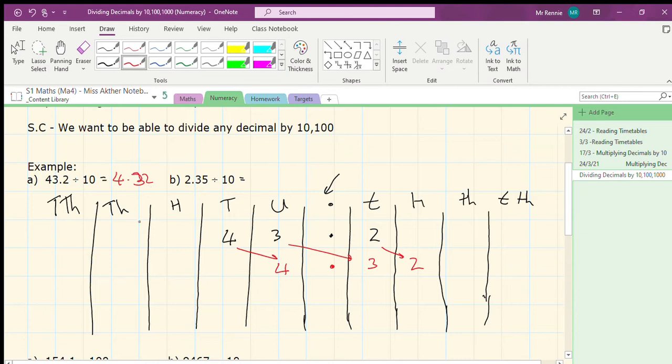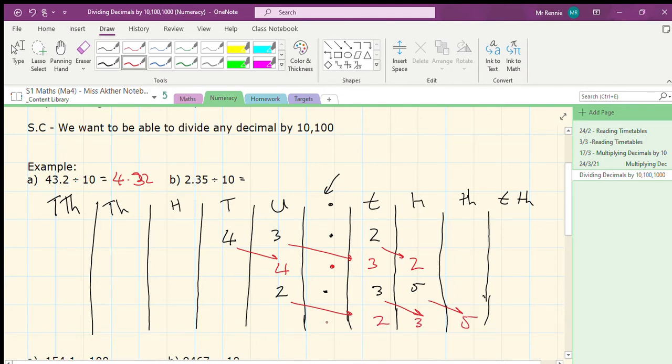Now, for these questions, make sure you're filling out a grid like this for every question. The best idea to do in a jotter is probably just divide your page up into this grid straight away, and then you can just put your numbers in as I'm doing now. So my next question is going to be 2.35, so let's fill that in properly. So it's going to be 2.35, and now I'm going to move them over. We're dividing by 10, so everyone's going to move one space over.